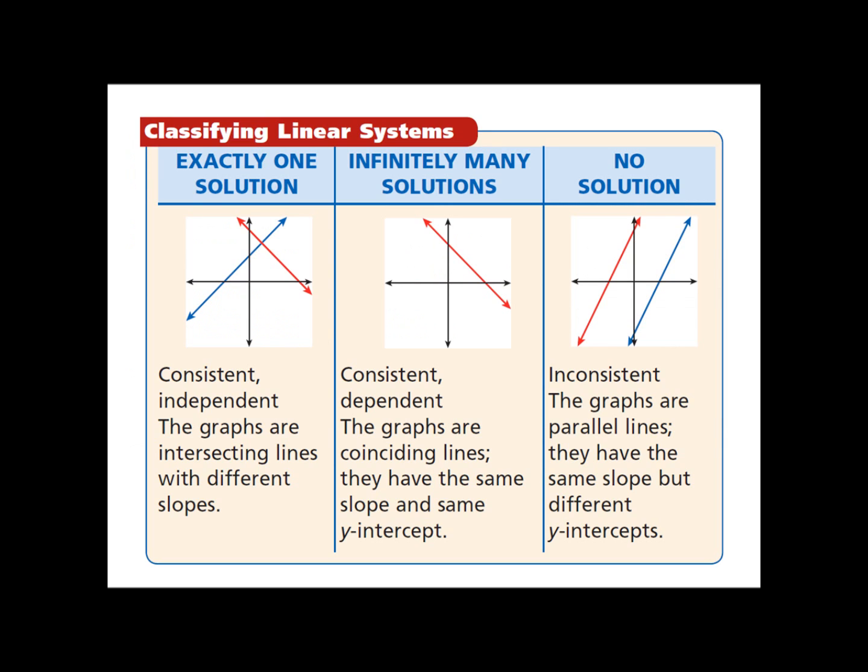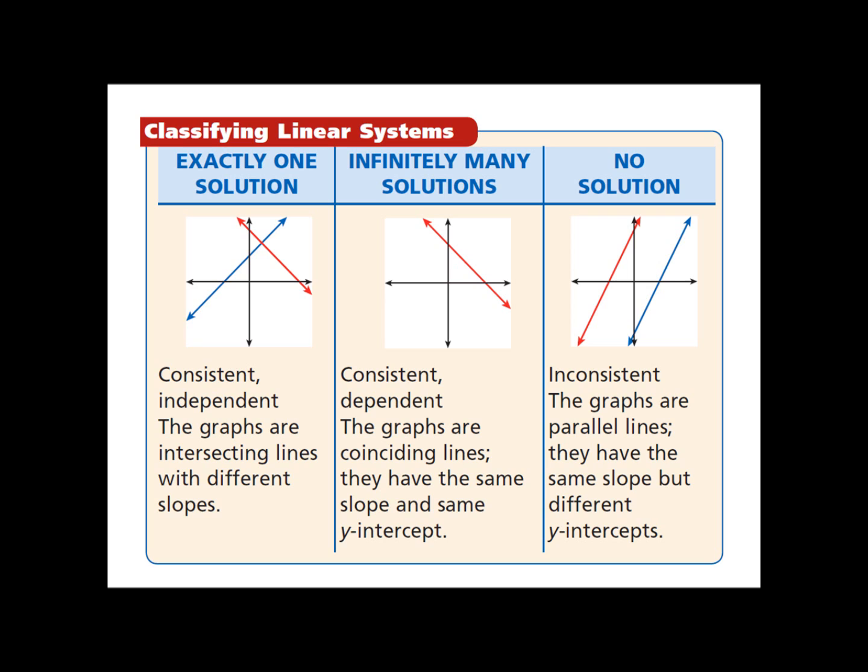Now, when we want to classify linear systems, basically we've got 3 options. Those two lines can intersect in one point. This is what we refer to as a consistent, independent system. Okay, we get an answer and we get exactly one answer.